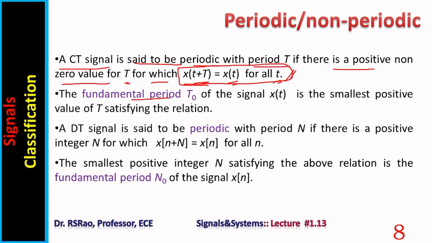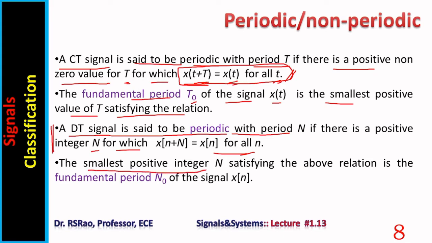The fundamental period T naught of the signal x of t is the smallest positive value of T satisfying the relation x of t plus T is x of t. A DT signal is said to be periodic with period N if there is a positive integer N for which x of n plus N is x of n for all n. So this is the DT version of the definition of a periodic signal. The smallest positive integer N satisfying the above relation is the fundamental time period, usually indicated by N naught.